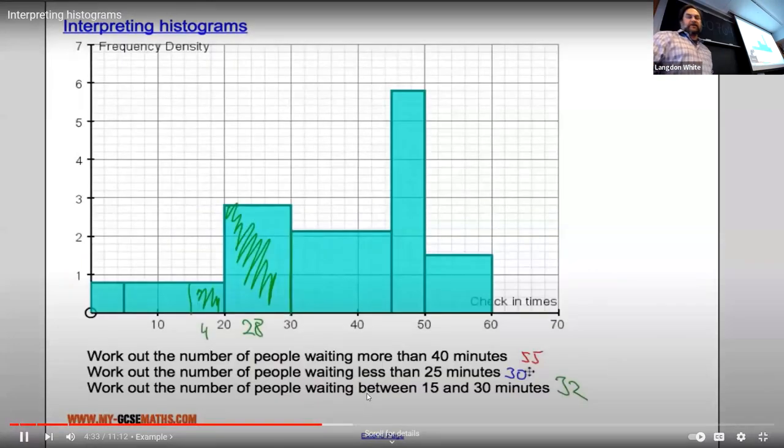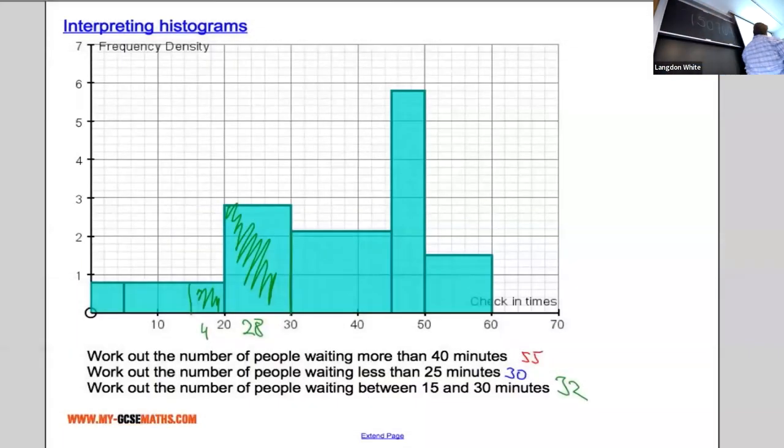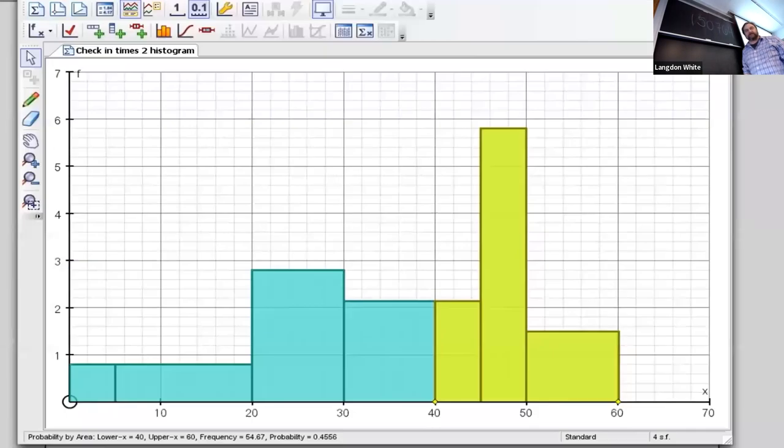So some of the stuff we already talked about, but here's an example of what I was talking about, where you can cross lines to figure out what's happening inside of a histogram. And here's another good example.